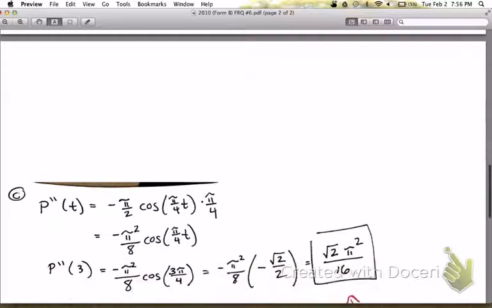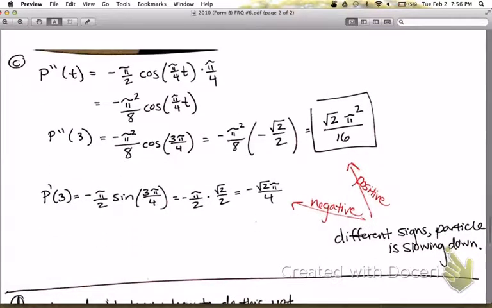So if I took the derivative of P of t again, so this is the second time I'm taking the derivative of it now, again I have to use the chain rule, so the derivative would be negative pi over 2 cosine of pi over 4t times pi over 4. Simplify a little bit and you get this, and then plug in 3. So you need to know your trig identities and make sure that you understand how to evaluate trig functions. So cosine of 3 pi over 4 is in the second quadrant, so it's negative radical 2 over 2. And when you multiply that, you end up getting a positive radical 2 pi squared over 16. That was the first part.